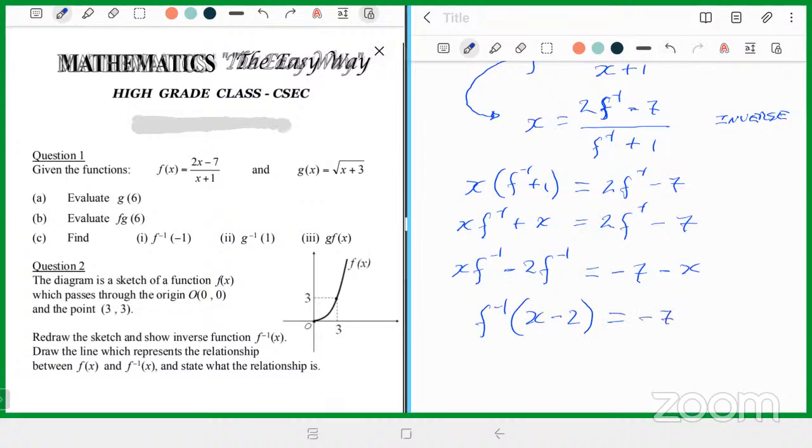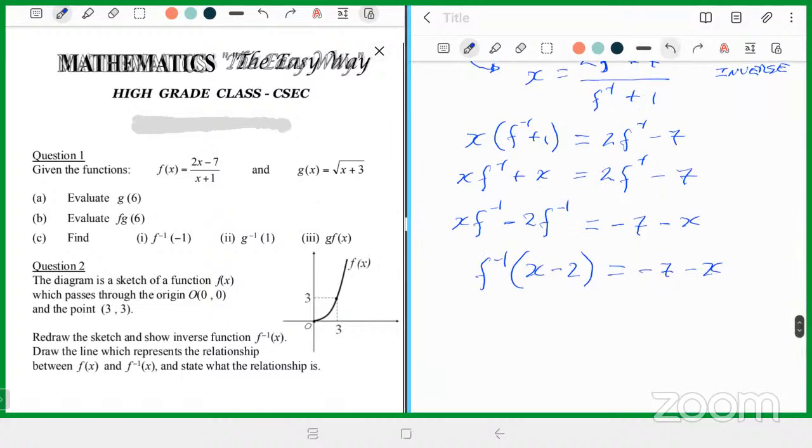Minus 7 minus x. And then now we want to leave this as a subject, so we need to get rid of this. Shortcut is to say we divide it under here. Long method is to say we divide both sides by x minus 2, such that this one cancels this one. It's going to end up with this just the same. I prefer shortcut. We need to understand what is really happening behind the scenes. You're dividing both sides by the x minus 2, but shortcut is just to divide it under here.